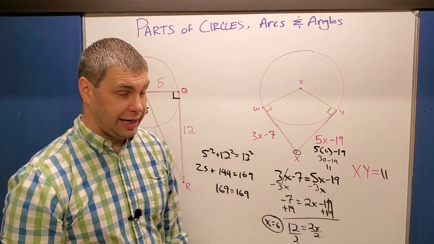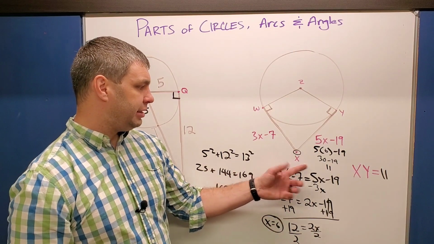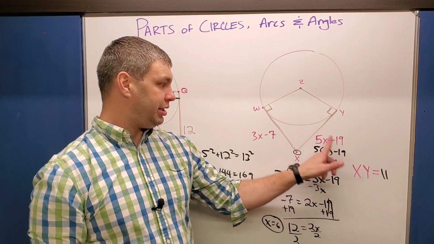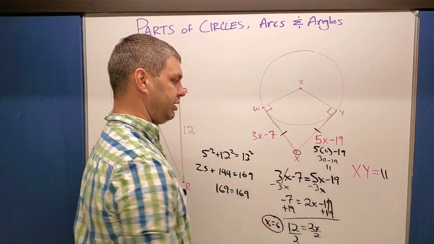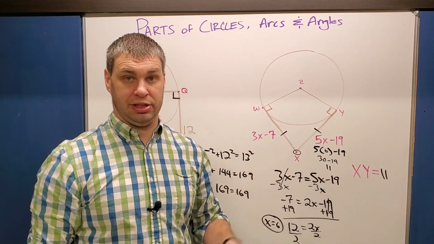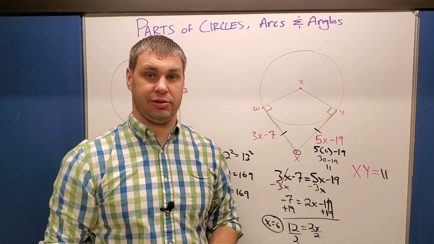Now, if your question also asked for WX, you don't even have to do the math on that one. Remember, these two are congruent, this one and this one. So it would also be 11. And you could use that to help you find those. All right, let's try one more thing.